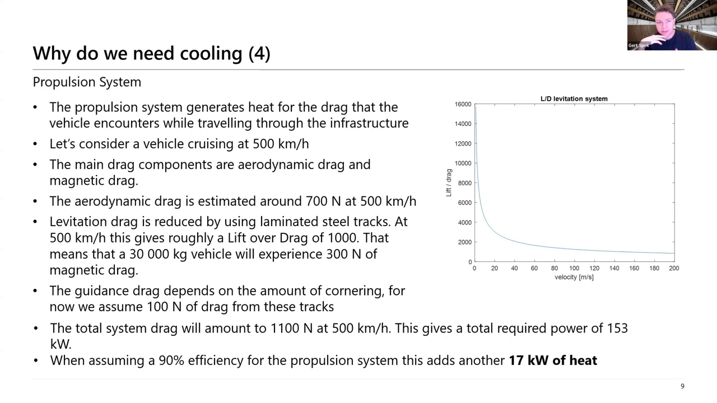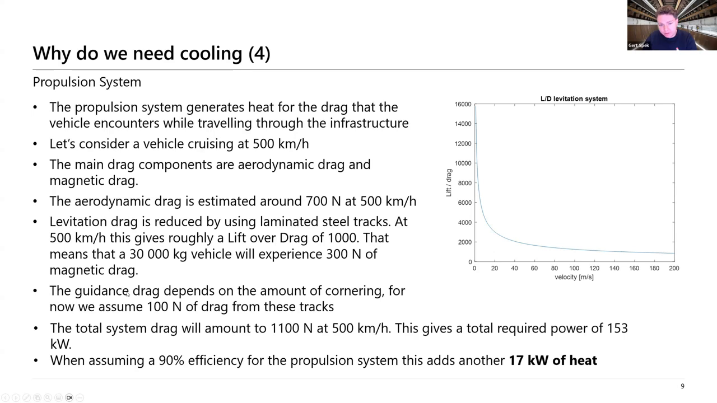Then the next element is the magnetic drag, which will be induced by the flux of the levitation magnets changing over time to the steel tracks. For this, we laminate our steel in the European Hyperloop Center, and we intend to keep on doing that because this can give a lift over drag, as calculated by the graph on the right, of over 1,000. And that means that for this 30,000 kilogram vehicle, we'll experience only 300 newtons of drag at 500 kilometers an hour.